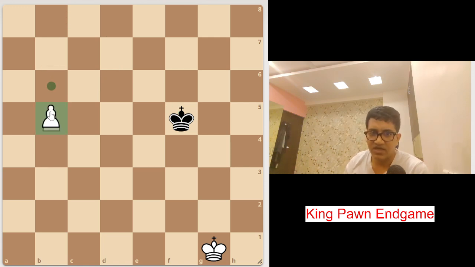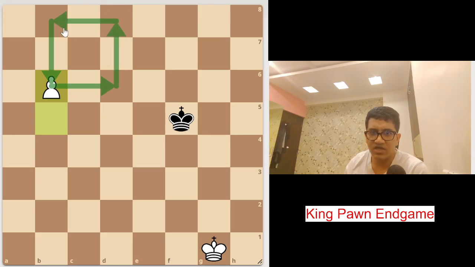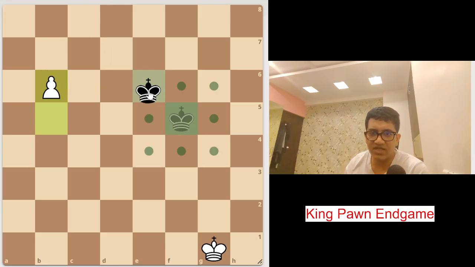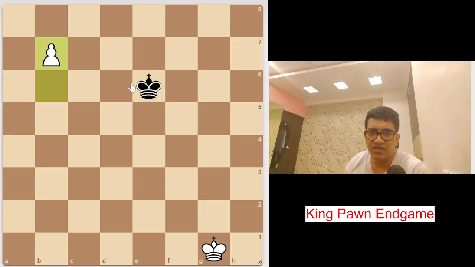Now see, let's push here. Now you can see this is your virtual square. Now the black king can't penetrate here. The black king is just one move behind. So now you push again, and then you promote and you win the game. So this virtual square thing you should always know.